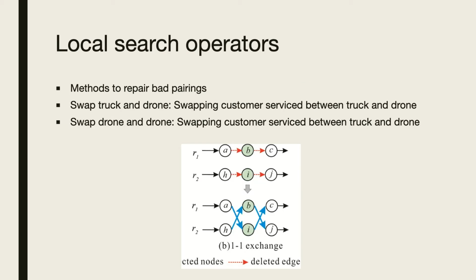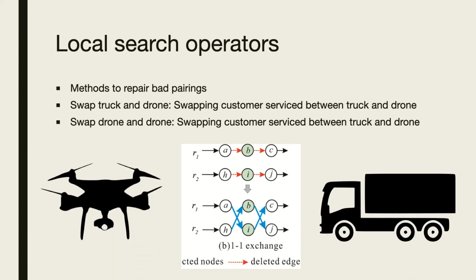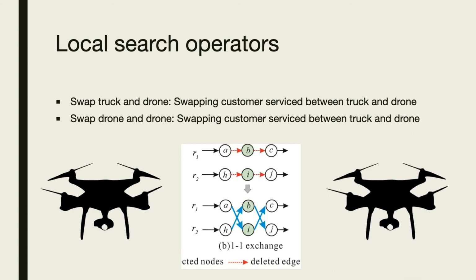To provide a mechanism in the algorithm which repairs bad drone customer assignments, they implemented 2 local search operators, swap truck drone and swap drone drone. The first swaps a customer serviced by a truck with one serviced by a drone in an attempt for a better solution, and the latter implements the same between 2 customers both serviced by drones. The swap is then verified if it creates a saving in the objective function.